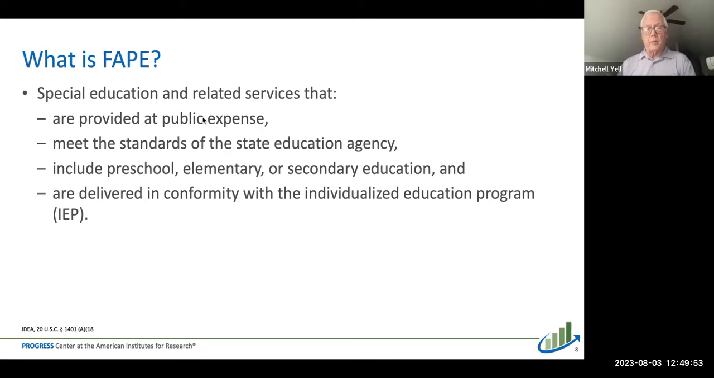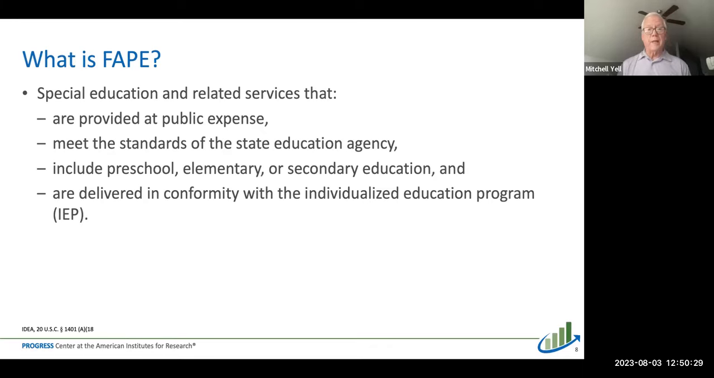And I can give you a real quick instance of this. I'm from South Carolina. The federal law requires that transition services be provided at age 16. South Carolina requires age 13. So we have to follow that because it's a standard of our state. Now, the state cannot provide less. They can only provide more. More rights, not less rights. It includes preschool, elementary, or secondary education, and finally is delivered in conformity with a child's or student's IEP.